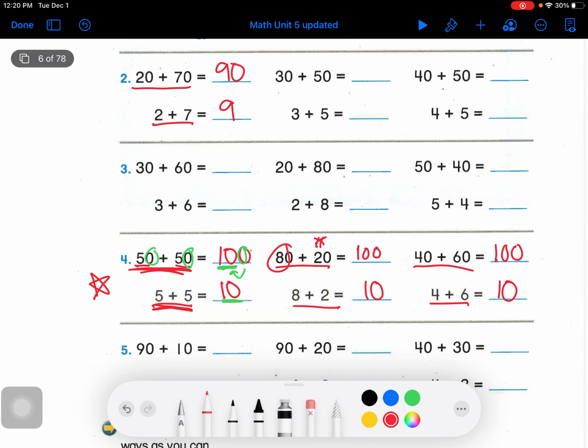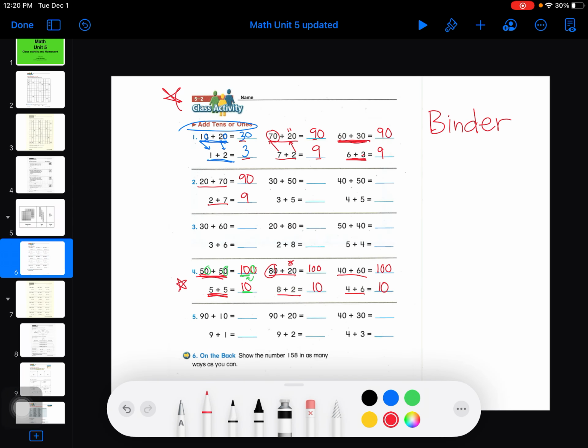100. All right, what I'd like you to do right now is to finish this page. You can pause the video, and then I'm going to show you what to do for your homework. Please ignore number 6. You do not need to do that. And now you can pause this video, and we're going to move on to our homework page.